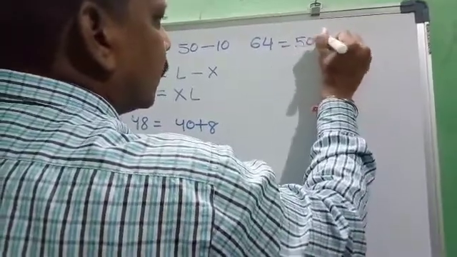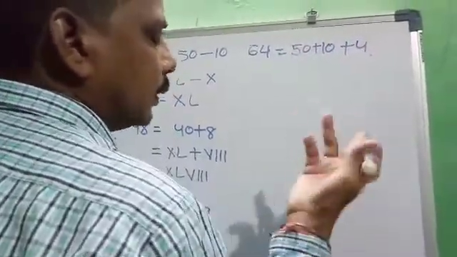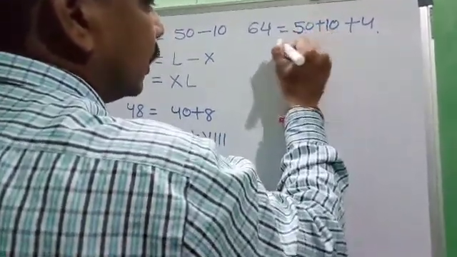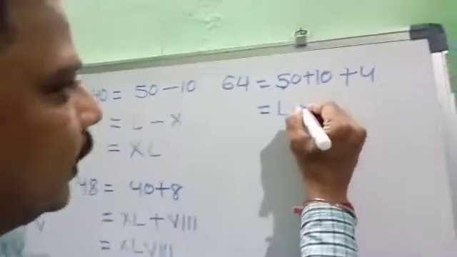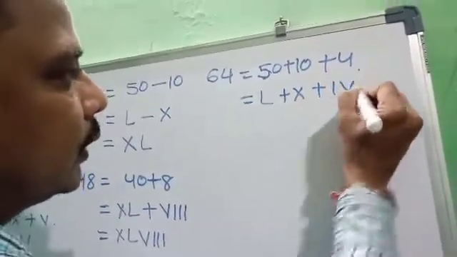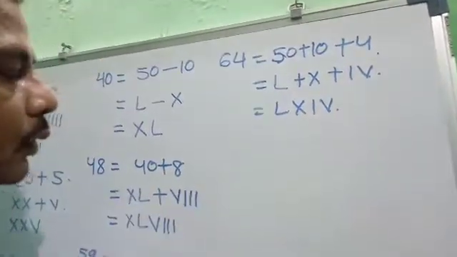50 plus 10 plus 4. You can write in this way, or you can write directly 60 plus 4 also. 50 means L, 10 means X, and 4 is IV. L, X, IV for 64.